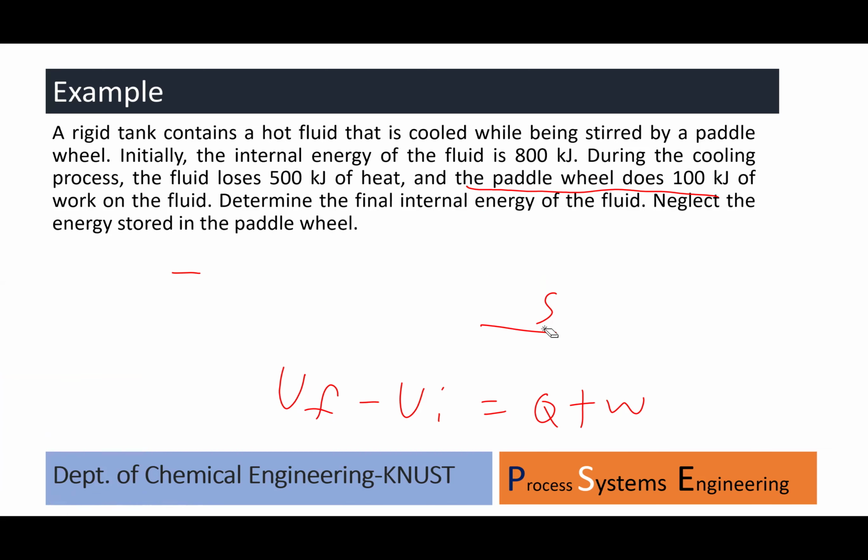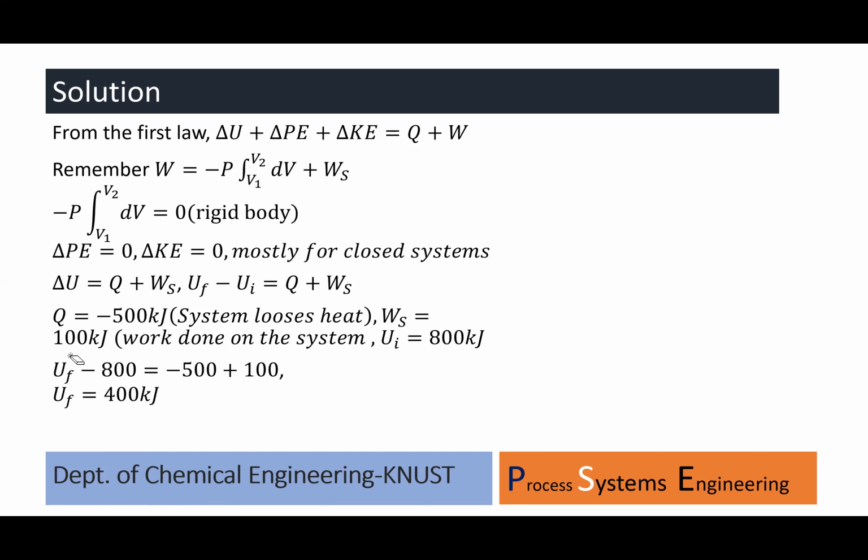Okay. So we have our expression U_F minus U_I is equal to Q plus W. Now the question told us that the initial internal energy was 800 kilojoules. So we have that value. The fluid loses 500 kilojoules of heat, so that is heat lost, and that's going to be negative. And then the paddle wheel does 100 kilojoules of work. If the wheel is doing the work on the system, then that value is going to be positive.